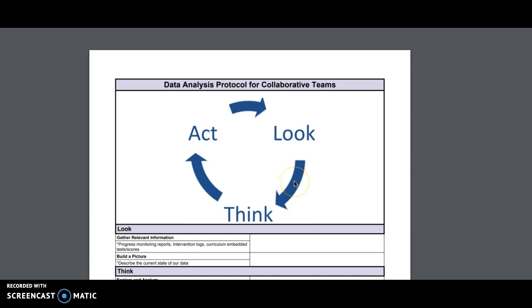I'm imagining this being used for collaborative teams, and I have this graphic here, and I think this is really a basic of what we want out of our protocol. So we're going to start with looking at our data.